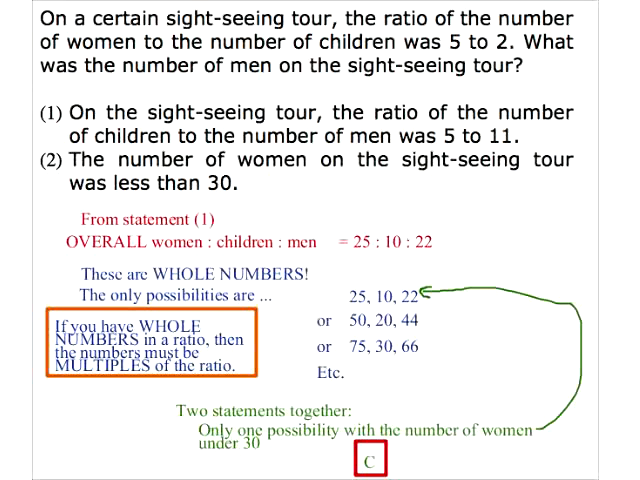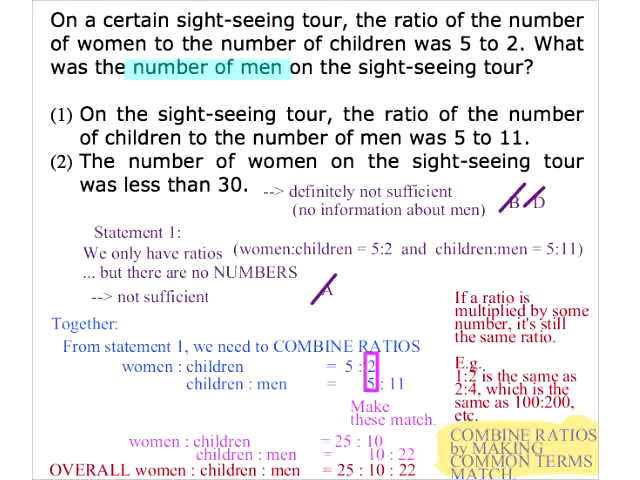Okay, how did we get 25 to 10 to 22? The point is that you are trying to make these the same value, because you can't combine these ratios until you have the same coefficient for children. You can multiply ratios by anything at all. So 5 to 2 is the same as 25 to 10. You just multiply it by 5. And then 5 to 11 is the same as 10 to 22 if you just double it. The point of doing that is that now both of these are 10, and we can collapse that into a single ratio. So that's how you combine ratios. You multiply.